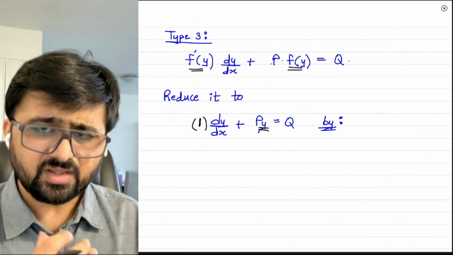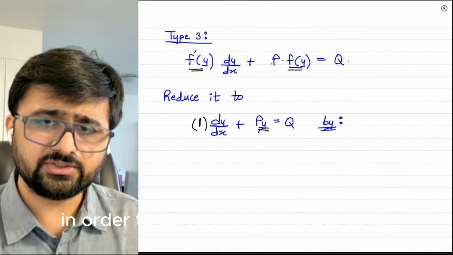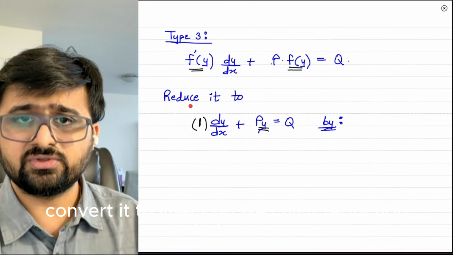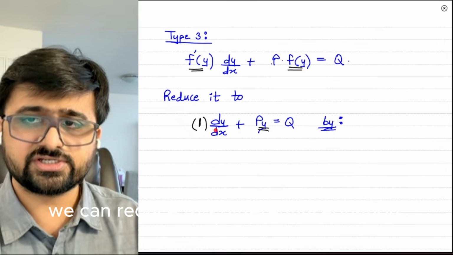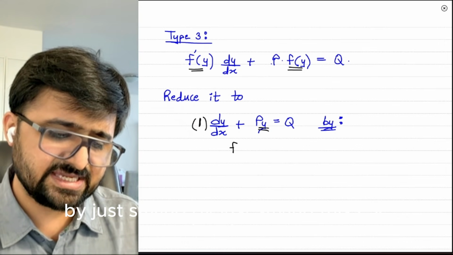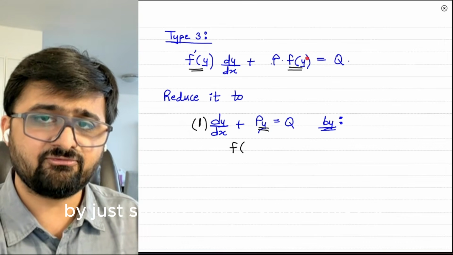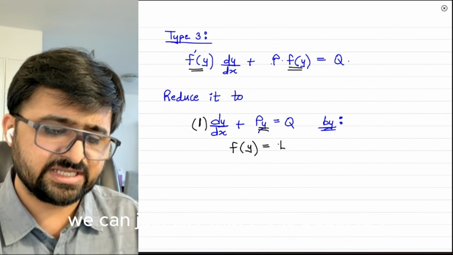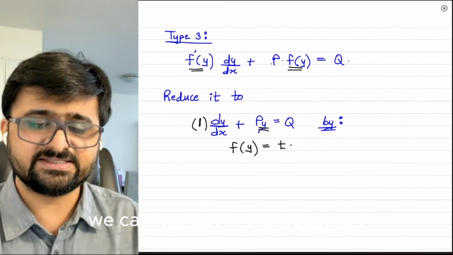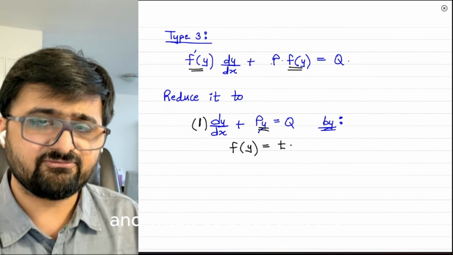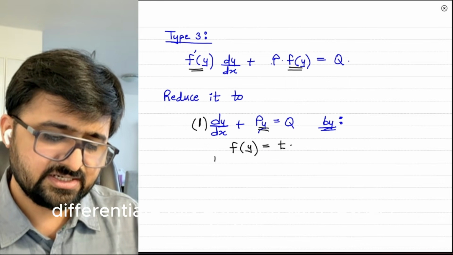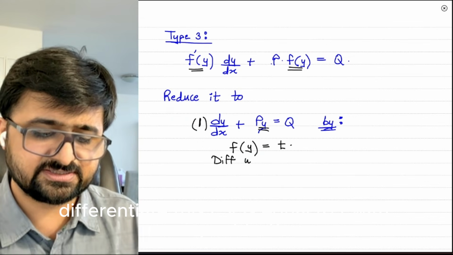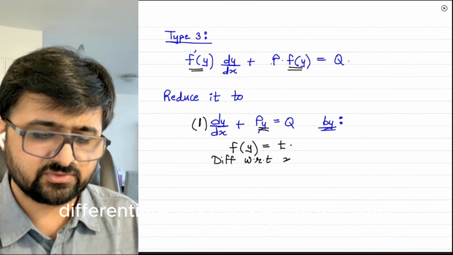In order to solve this, we convert it to linear, which we call reduction to linear. We can reduce this differential equation to linear by just saying that f(y) is equal to t. When you put f(y) as t, differentiate the equation f(y) is equal to t with respect to x.